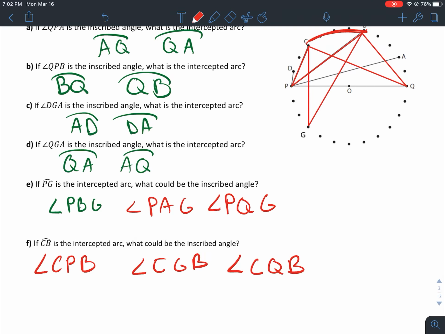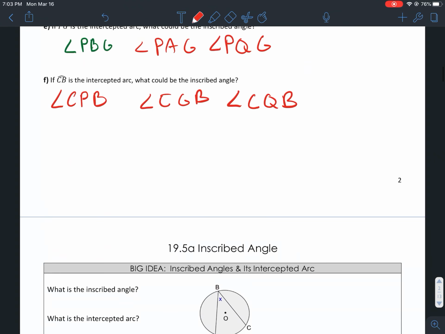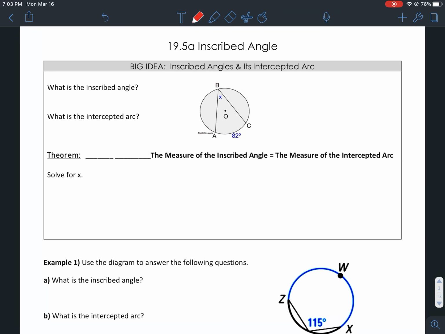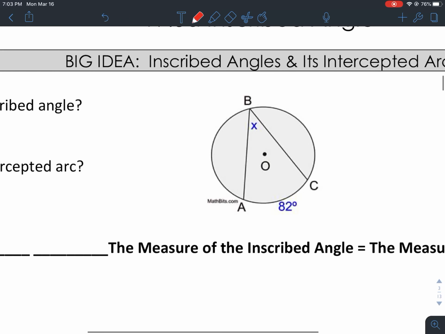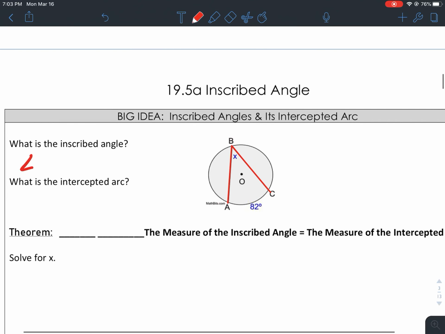All right. So for all of these, the vertex is a point on the circle. You may have gotten some different answers for E and F. There are many different combinations you could have given. So let's go ahead and try to essentially define what an inscribed angle is. All right, so if we're looking here, it says, what is the inscribed angle? Our inscribed angle is going to be A, B, C. So our inscribed angle is angle ABC, or CBA. What is the intercepted arc? Well, the intercepted arc is AC.